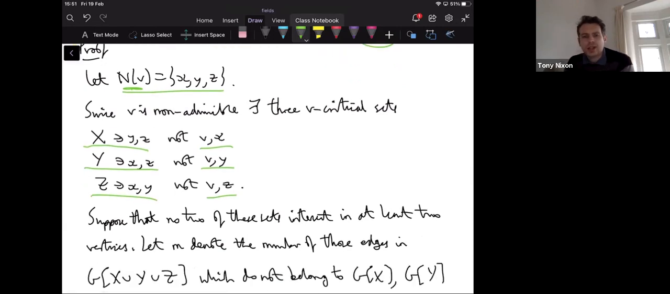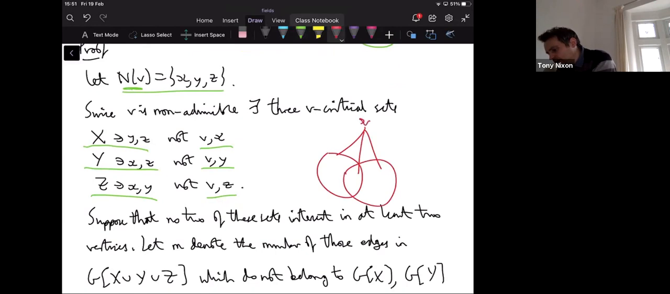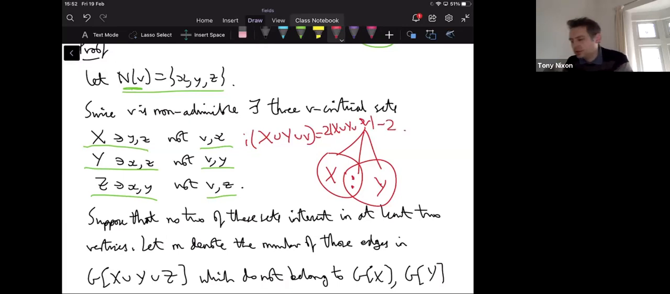So if any 2 of them intersect in at least 2 vertices, their union will be critical, and then when I add V, I'll get everything, right? So suppose I have this set and this set, this is V. If this is X and Y and there's at least 2 vertices in here, then X union Y will be critical. So X union Y union V will be equal to 2X union Y union V minus 2, and hence it must be the entire circuit. So that would be the intersection at least 2 I wanted, and I'd have that X union Y equal V minus V. So I'm going to suppose it doesn't happen. If I get the intersection, I get that I've got everything.